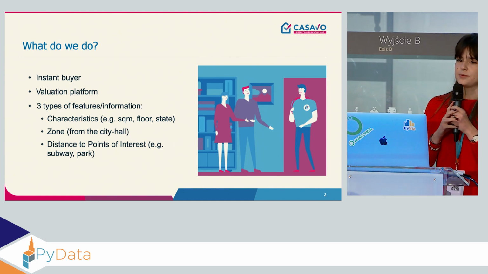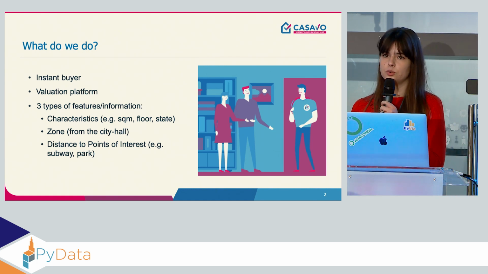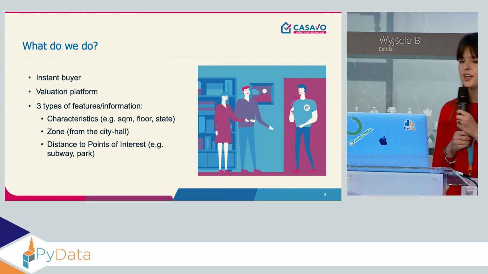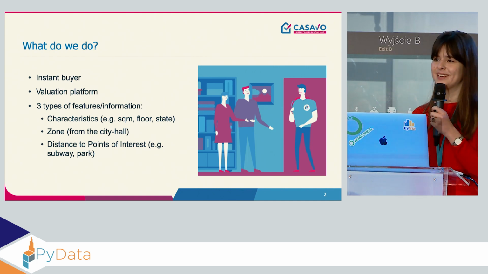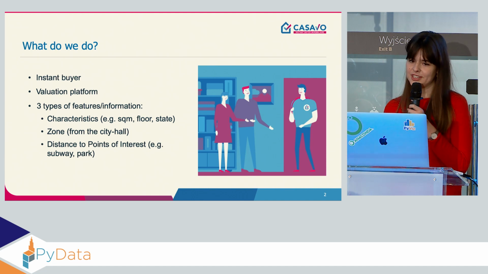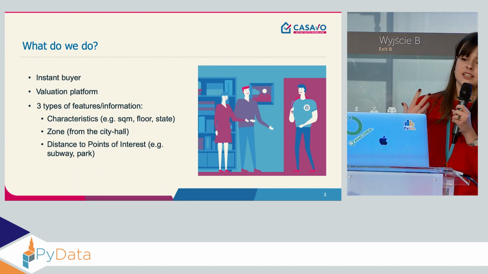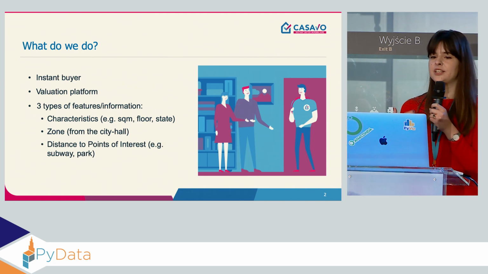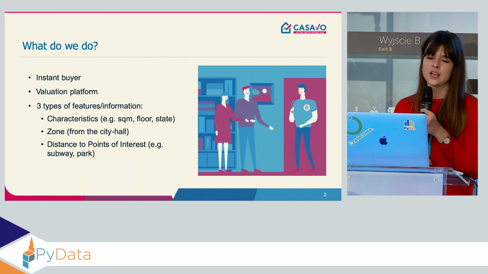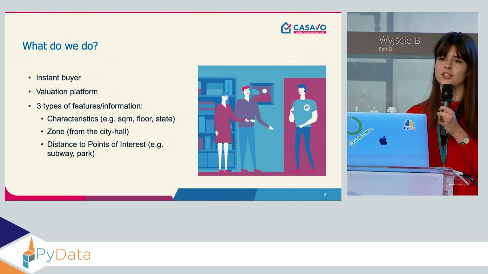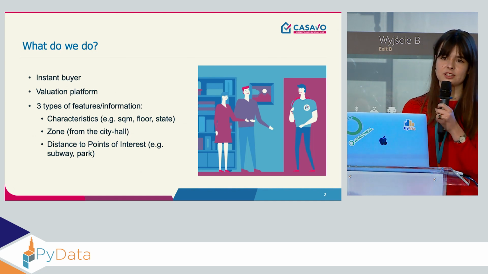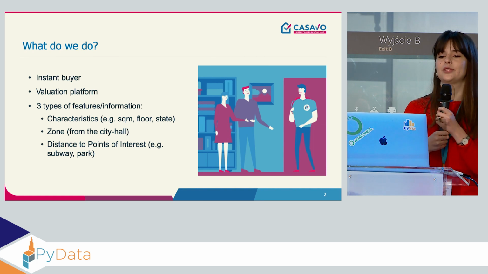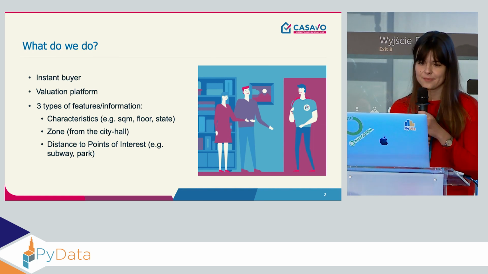So we use 3 types of information in order to build this model. First are the characteristics of the apartment. I mean, this makes sense, right? So things like how big is the apartment, on which floor is it located, what is the status of the apartment, is it renovated, is it not renovated, and so on. For example, you might imagine that an apartment on the 6th floor in a building without an elevator is going to cost less than an apartment on the 1st floor, let's say.